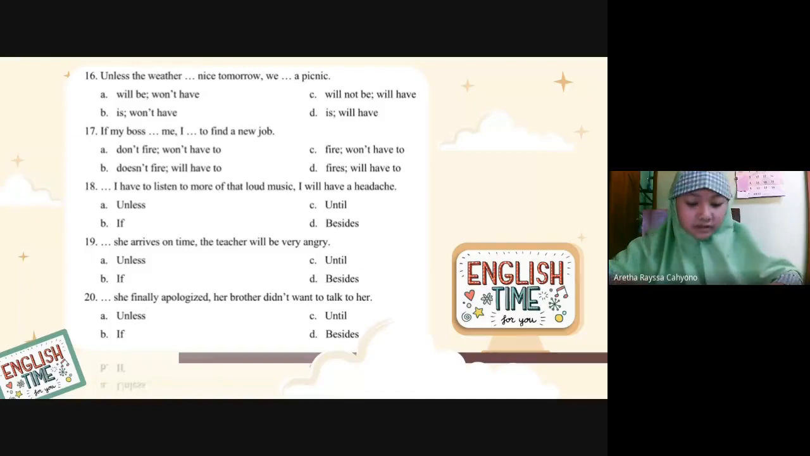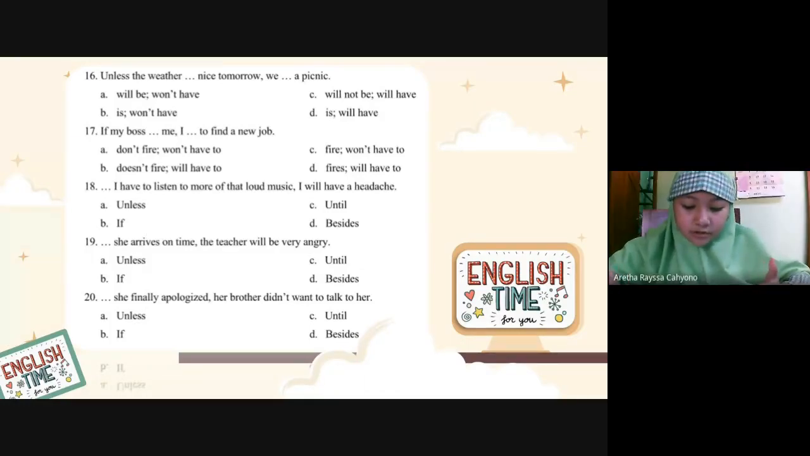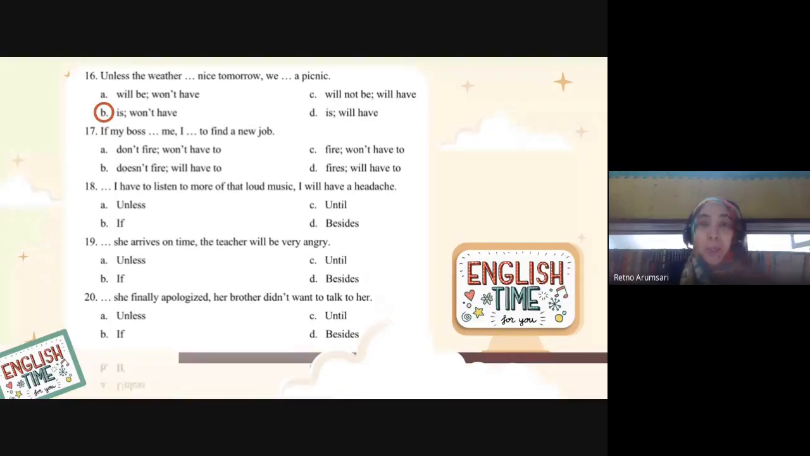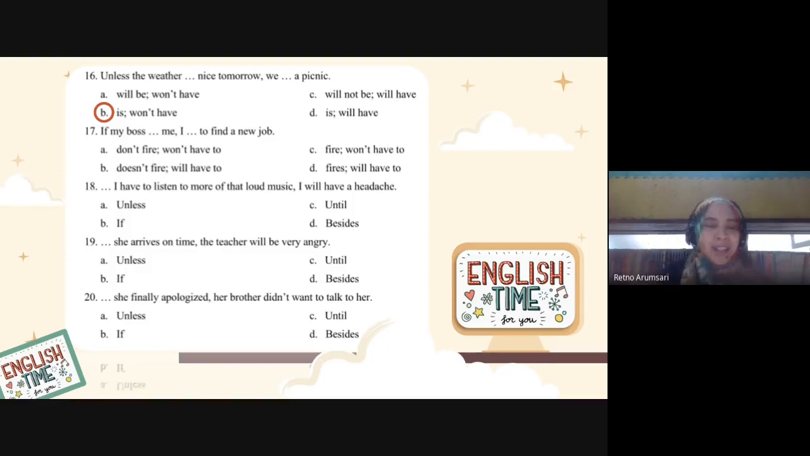Number 16. Unless the weather is nice tomorrow, we won't have a picnic. That's right. Unless the weather is nice tomorrow, we won't have a picnic. Very good. You have to find the answer that makes the condition not support the result. Okay? If you see unless, that's the key, 6E. Thank you, Areta. Now let's go to Raihan.